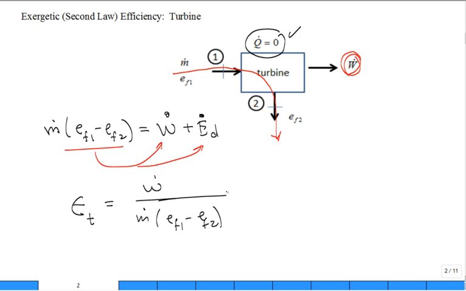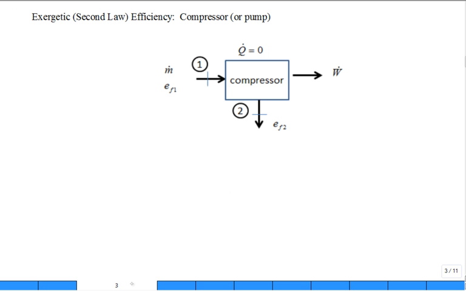And let's jump on and go to the next topic, which would be of a compressor or a pump. Well, we have a fluid stream going through the compressor or the pump. How about compare the outlet flow exergy compared to the inlet flow exergy? Is the outlet flow exergy less than the inlet flow exergy, or is it greater than the inlet flow exergy for a compressor or a pump?